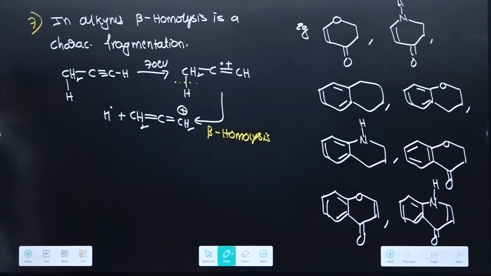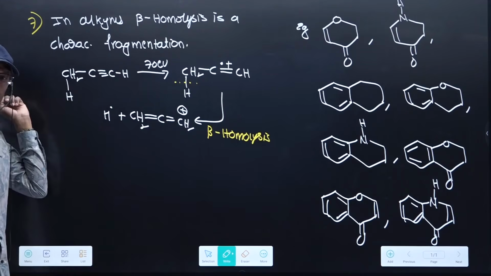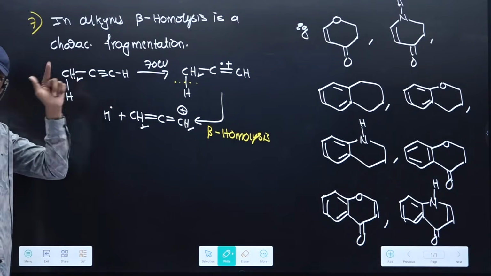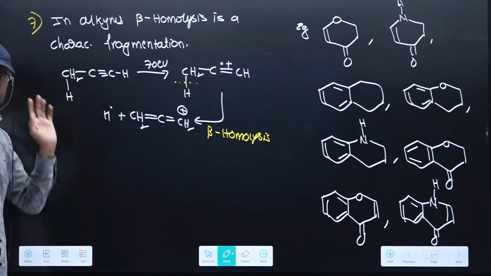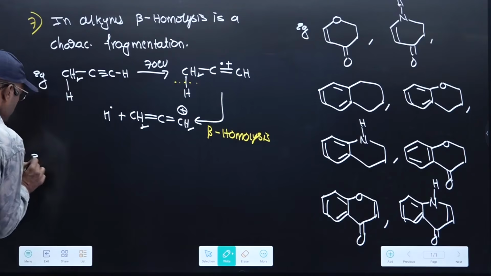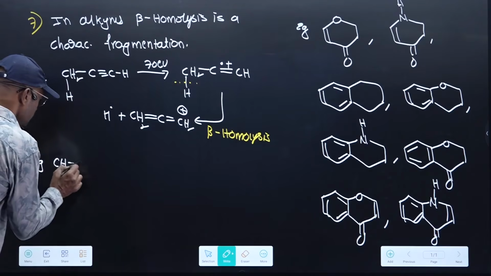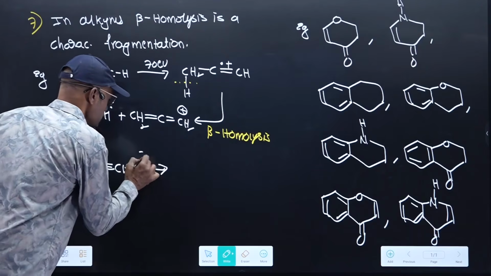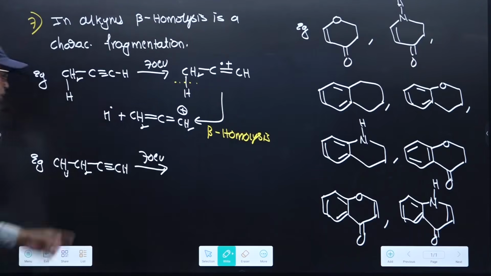Similarly, what is the M/Z value? 36 plus 4, 40. In case of allyl radical, 41. 3 carbons, 41, 42, 43. You remember like that. Suppose I give this molecule, how to write the mass spectral fragmentation? 70 electron volts, give the mass spectral fragmentation of this one.